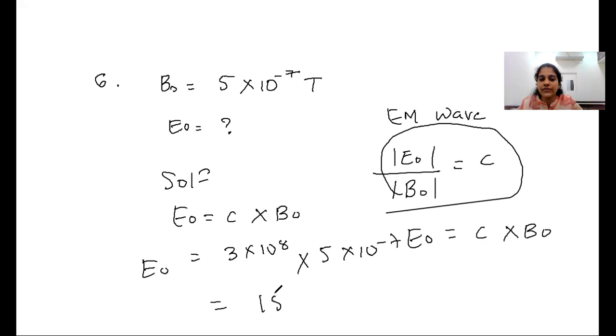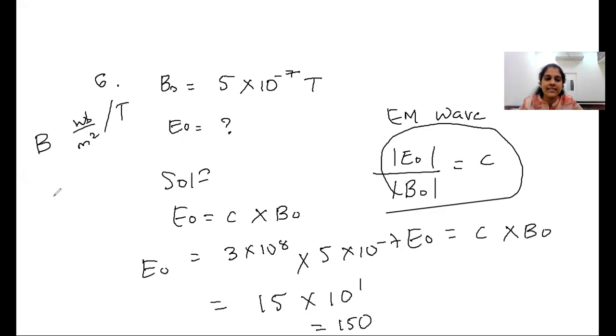So students, here see what will happen. 5 3s are 15, and then 10 raised to 8 and 10 raised to minus 7 will give me 10 raised to 1. So this is nothing but 150. Now what is the unit? I hope you all remember. For magnetic field, the unit is Weber per meter square, or you all can write Tesla. For electric field, you all can write volt per meter, or you all can write newtons per coulomb. Anyone will do. Okay, so here in your textbook, they have written volt per meter. This is my final answer. Okay, fine.